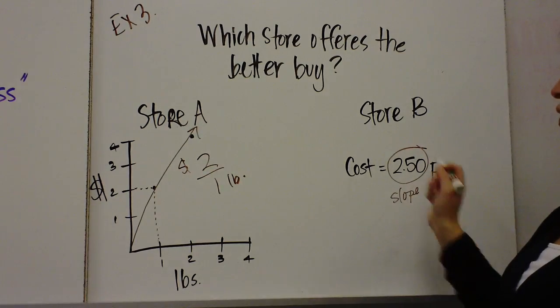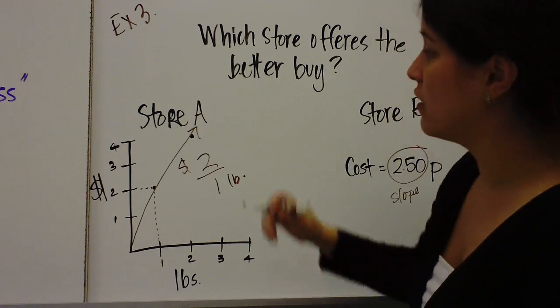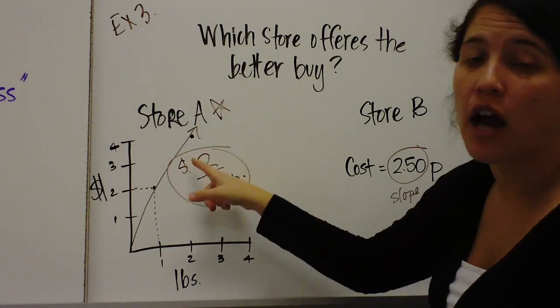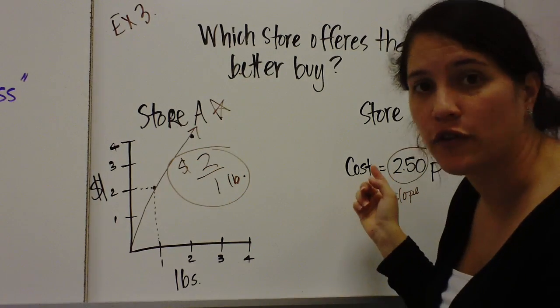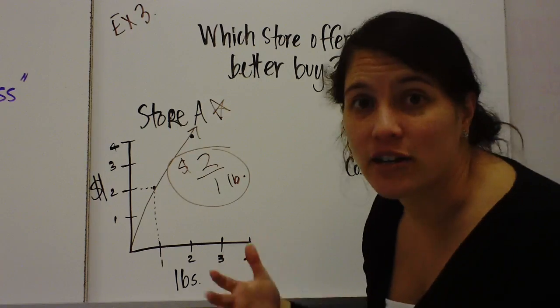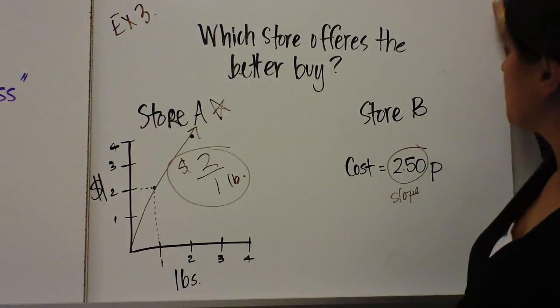So do we want to go to store A or store B? What store would be better? Store A, because we can get $2 a pound, and over here it's $2.50 a pound. So this would be the better buy. Again, very similar to unit rate. The only difference is we're going to start calling it slope.